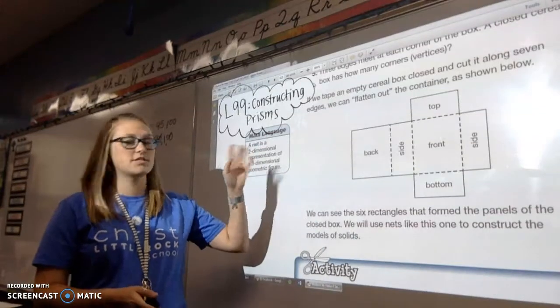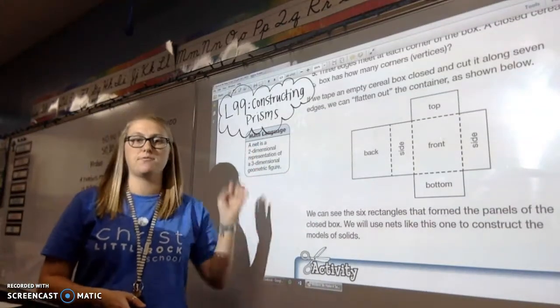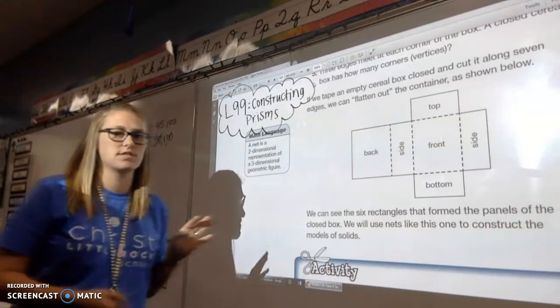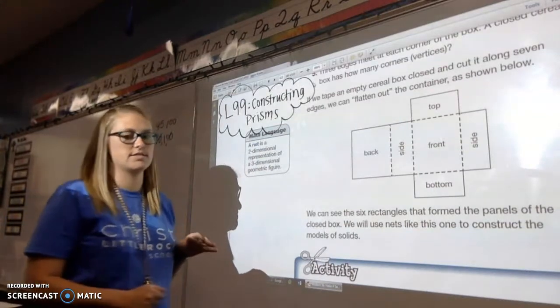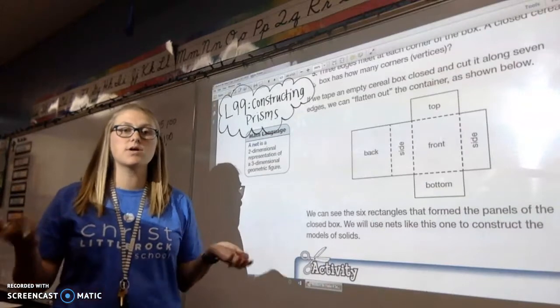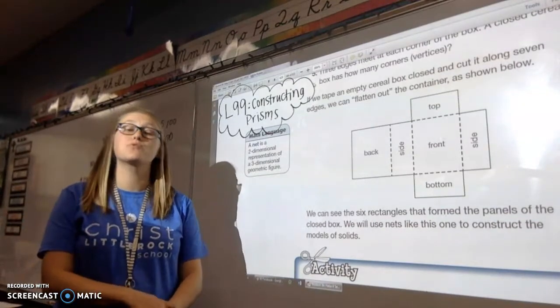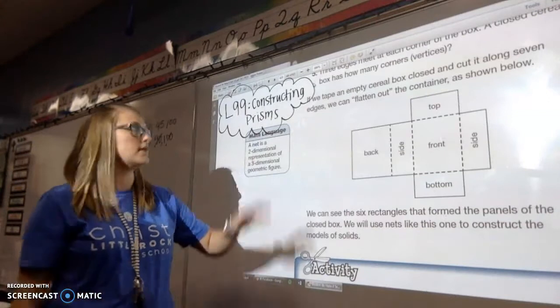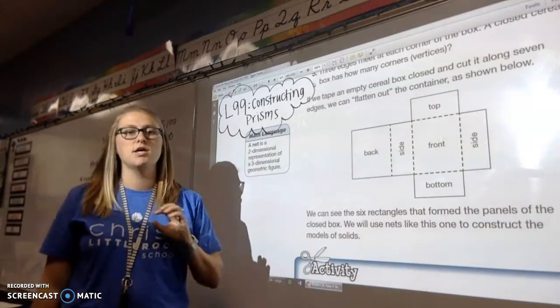Guys, today we're going to be looking at... so the day before yesterday, we talked about lesson 98, which was geometric solids. So today we're going to be looking at not pyramids, prisms specifically. I can't talk today. So we're going to be constructing prisms.